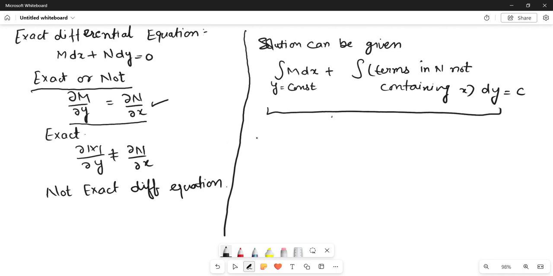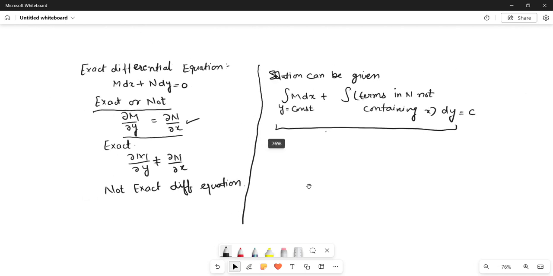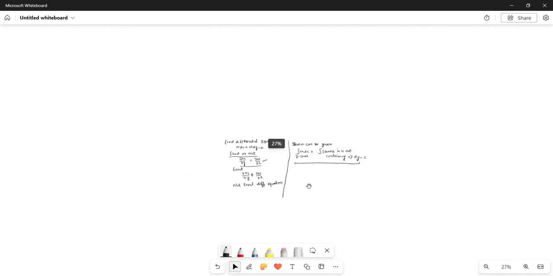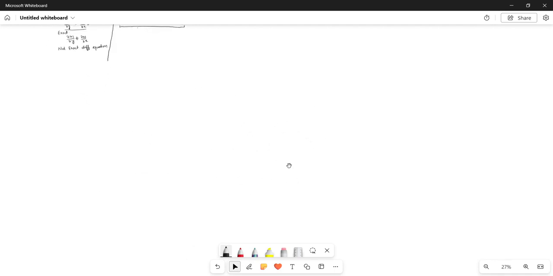If your equation is not exact, then there is a further process of finding an integrating factor to find a solution. So firstly, we will start with the equations which are exact, and we will see how you can find a solution if your equations are exact.